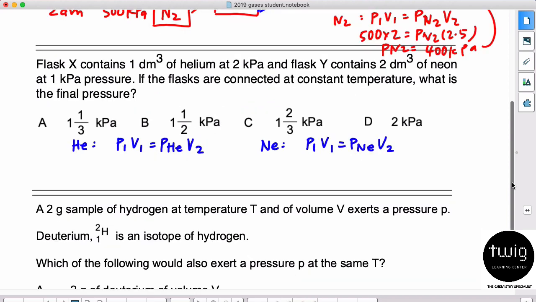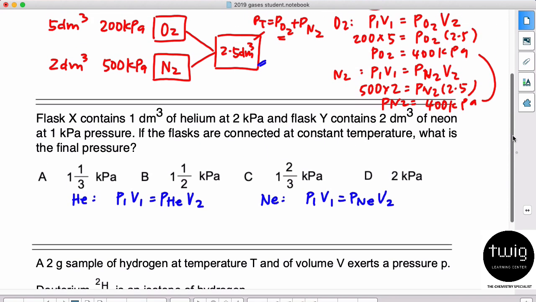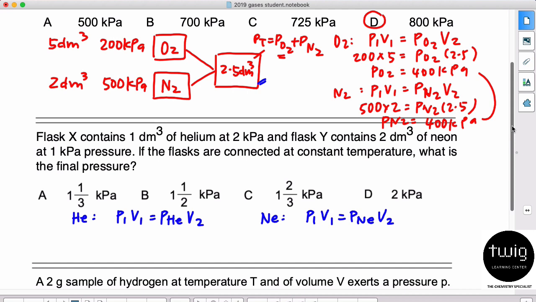This next one is more similar to the example that we did just now, where they connected. So very quickly, helium, I just do helium. Pressure 2, volume 1. The partial pressure of helium I don't know, but the volume is when they are connected. So when they're connected, the total volume is 1 plus 2, so it's 3 dm cube. So the pressure of helium now would be 2/3 kilopascal.